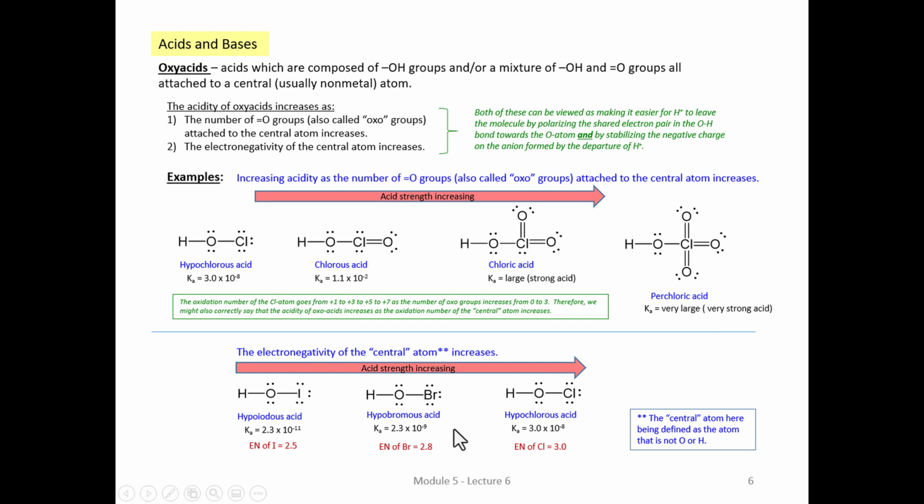For the same reason as we've seen before, the increased electronegativity of these halogens pulls that electron pair closer to oxygen, making it easier for H+ to leave, and would also stabilize the resulting anion better as the electronegativity of these three halogens increases.